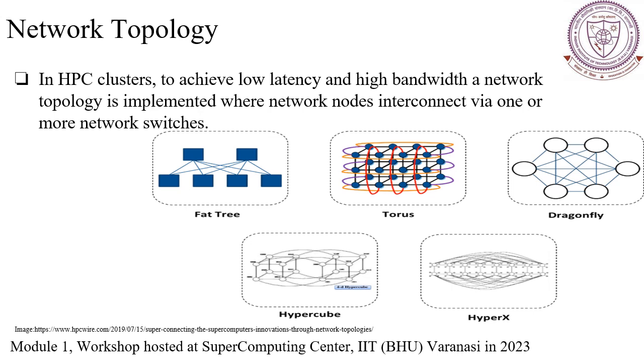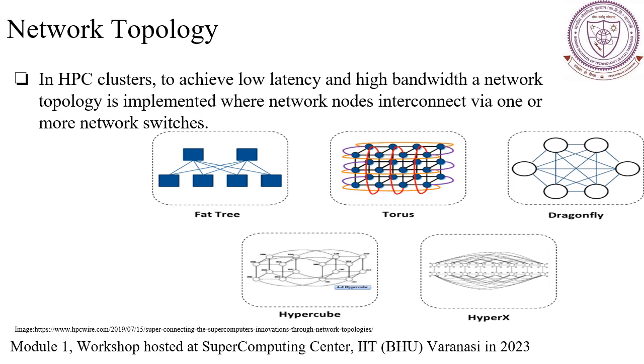Switch networks offer a number of advantages over other types of networks, such as bus or ring networks. Switch networks provide a dedicated path between each pair of nodes, which reduces latency and improves bandwidth. Additionally, switch networks are more scalable than other types of networks, meaning that they can be easily extended to include more nodes. In this figure, you are seeing some network topologies which are used in HPC clusters. Let's see them one by one.